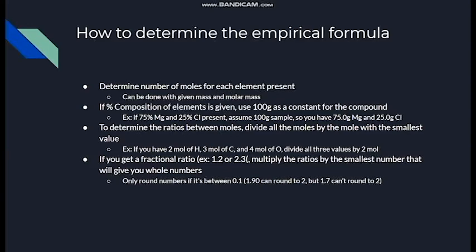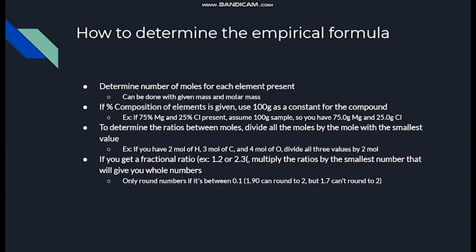And if you get a fractional ratio, let's say 1.2, 2.3, 3.6, whatever, we're going to be multiplying the ratios by the smallest number that will give us all whole numbers. So, for example, if we had 1.2 as a ratio, the closest whole number is going to be 6. So we're going to multiply 1.2 by 5. So the ratio is going to be multiplied by an additional 5 to get to 6. So all 3 ratios will be multiplied by 5.